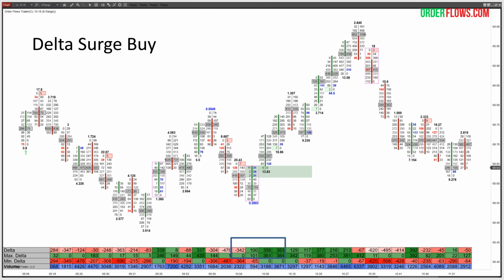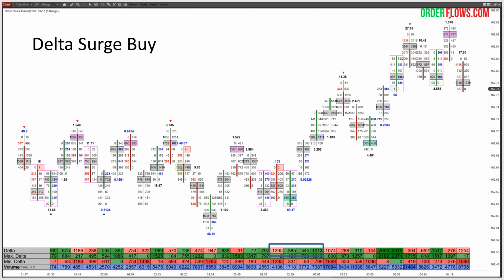So, best way to analyze it is look at a chart. Here, you can see how this market moves up, right? But if you notice the delta, minus 342 right here. And then 100, 356, 383. So what happened is you went from a negative delta to a positive delta. In this case, it's right on this swing low. Positive delta. The next bar, stronger positive delta than the previous bar. And then the last bar is stronger positive delta than the preceding bar. And the market makes the move up. This is the delta surge right here.